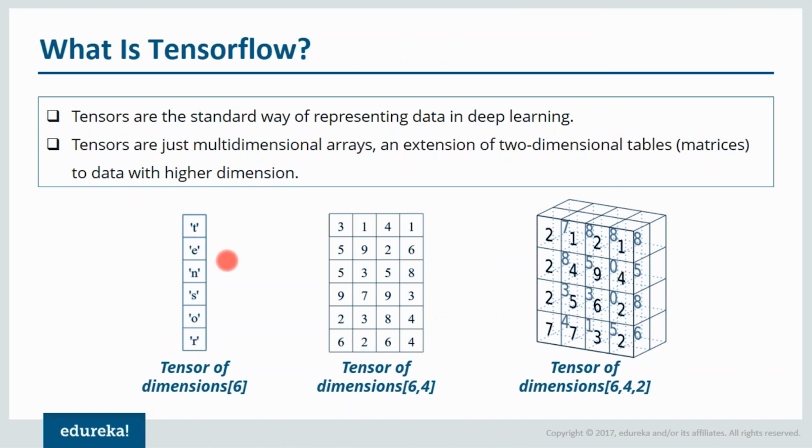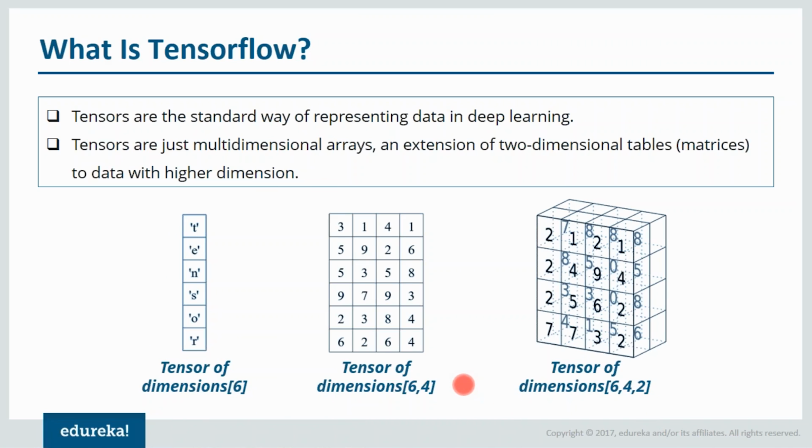So this particular data is nothing but a tensor of dimension 6, because we have 6 rows and only one single column. Now over here we have 4 columns as well as 6 rows, so this becomes a tensor of dimension 6, 4. Similarly over here, we have another dimension, the third dimension, in which we have 2 values, so we consider this as a tensor of dimension 6, 4 and 2. So this is nothing but a way of representing data in TensorFlow.